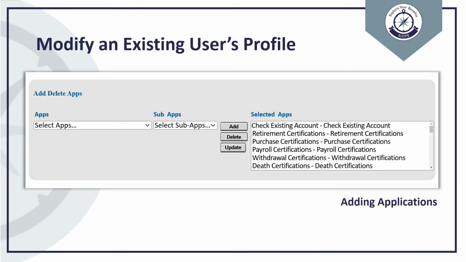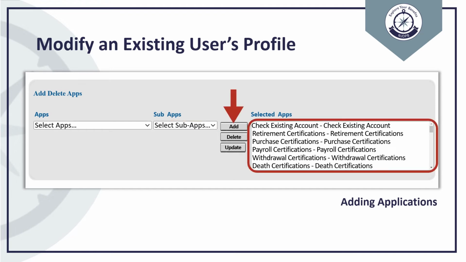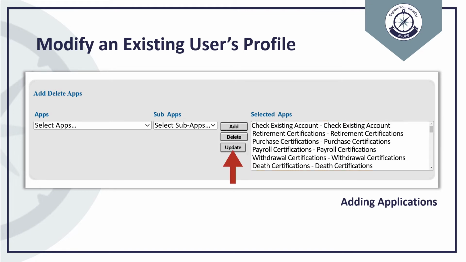To assign Epic applications, you will follow the same steps you would if you were adding a new user. Select an application from the far left Apps menu. Select the corresponding sub-app. Then click the Add button to add the application to the Selected Apps column. When you have added all the applications you would like this user to have, click the Update button.